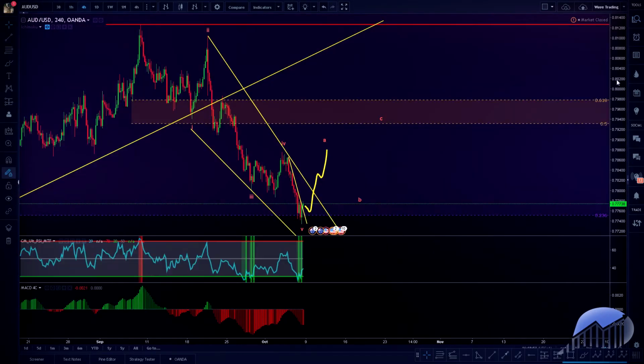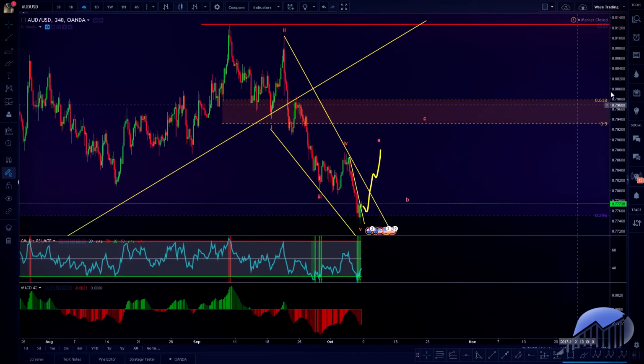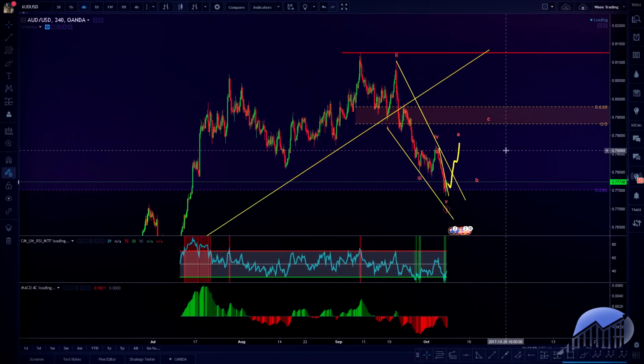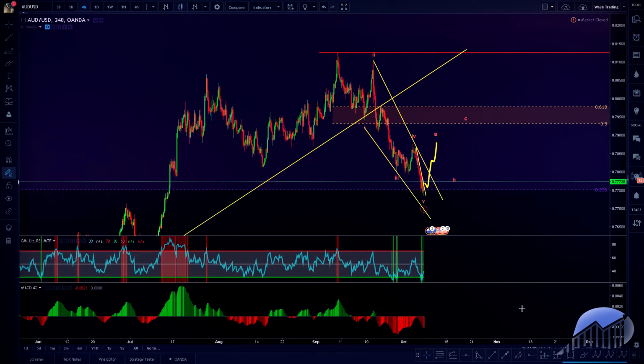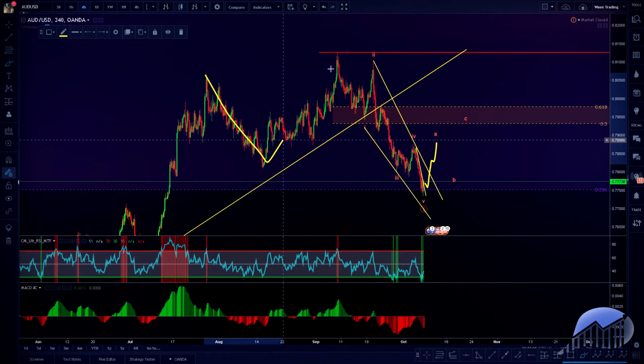Next is Australian dollar, US dollar. This one we've had a similar situation actually. And by the way, these aren't my main charts. This is just the ones for making the videos. My main charts are way too complex to actually show. So just for simplicity, I use these charts instead.